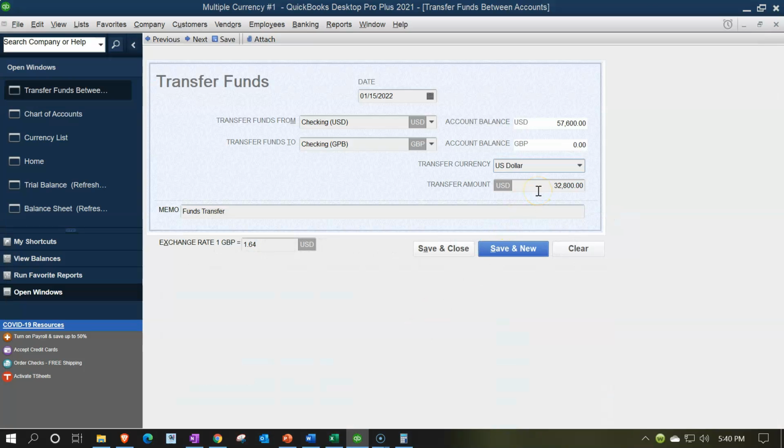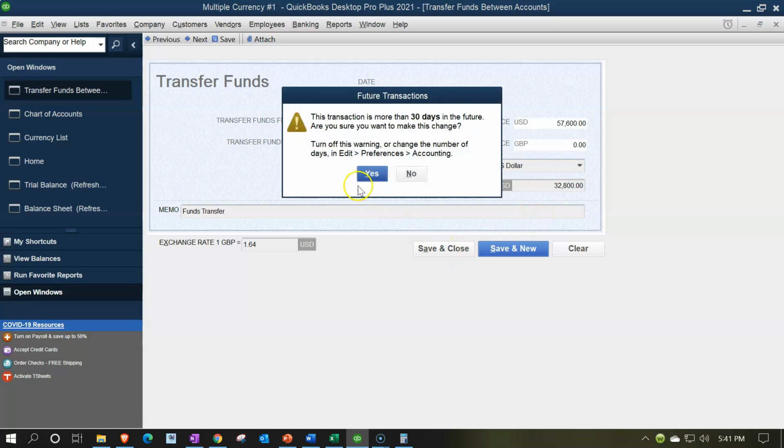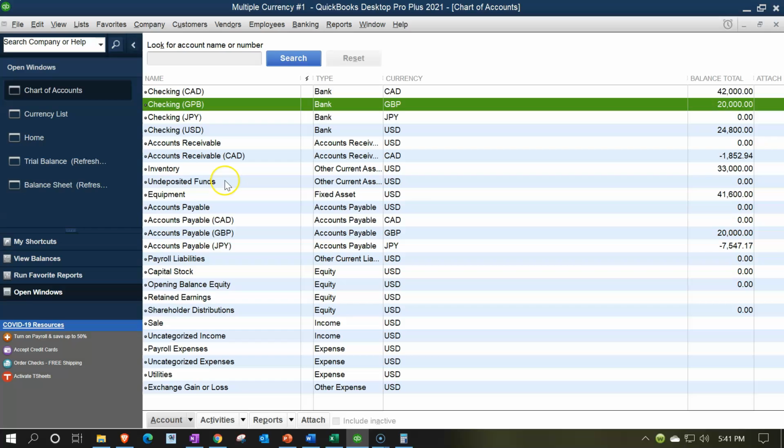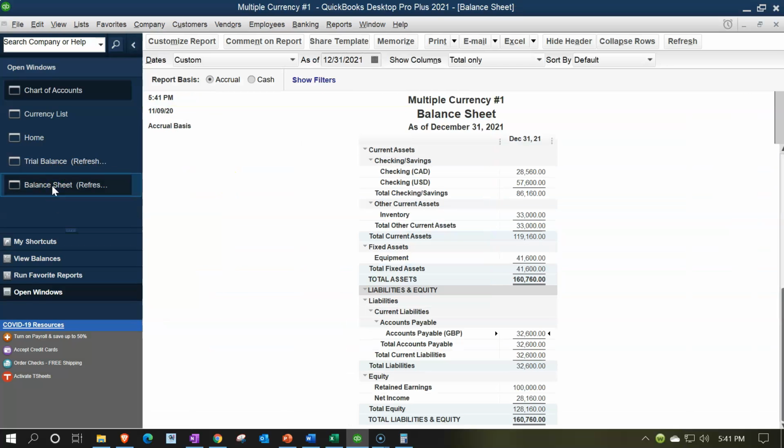This is going to transfer, obviously, out of the checking account in dollars and put it into the checking account in the British pounds. And it will do so, recording it even though we're putting physically, or you could think of it physically, 20,000 units of foreign currency into the account. We're valuing it in US dollar valuation, which is 32.8. So I'm going to say save and close. Yes, and then let's go ahead and take a look at the balance sheet here.